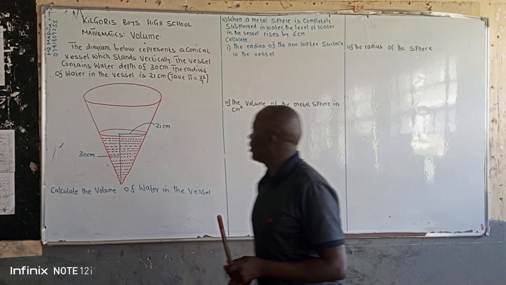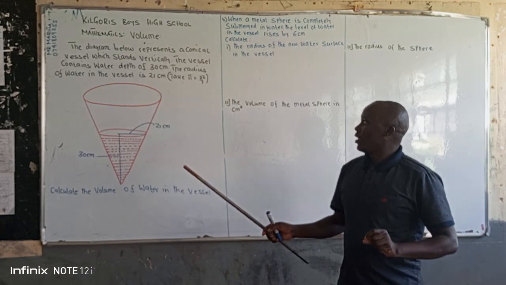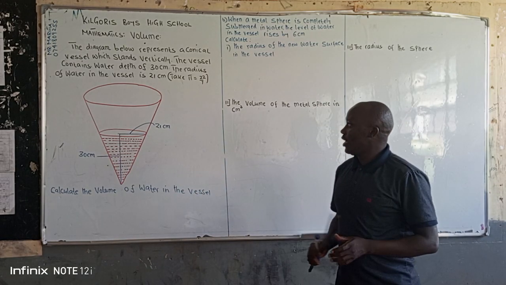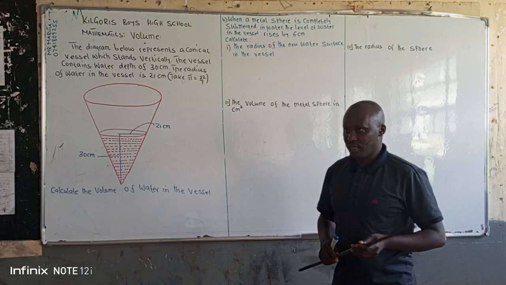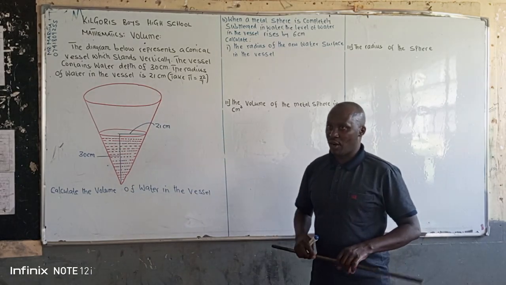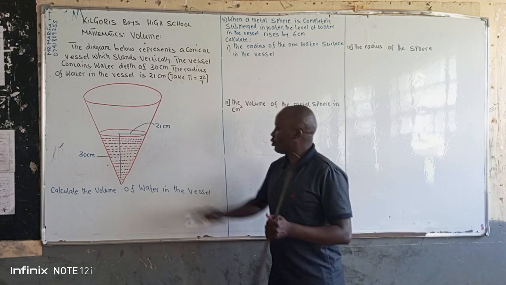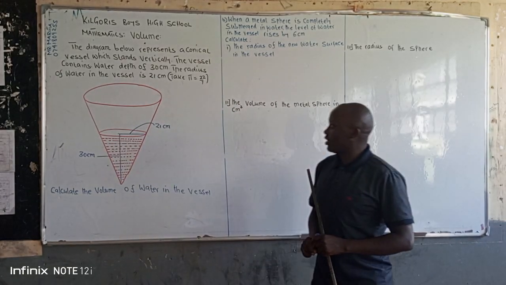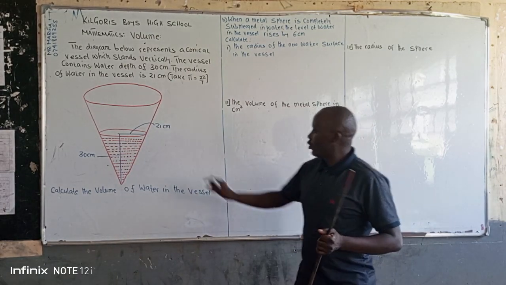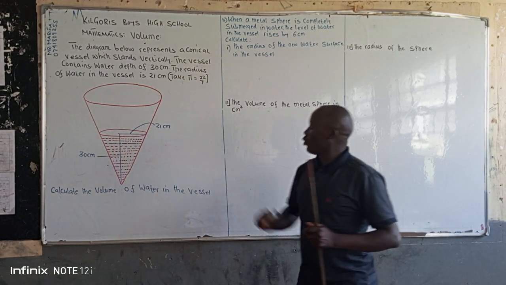The question reads that the diagram below represents a conical facet which stands vertically. The facet contains water to a depth of 30 centimeters. So this diagram is in the form of a cone. It stands here vertically. It contains water up to a height of 30 centimeters, as you can see. And then the radius of water in the facet is 21 centimeters. So we have this radius of the water here. The water level has a radius of 21 centimeters.